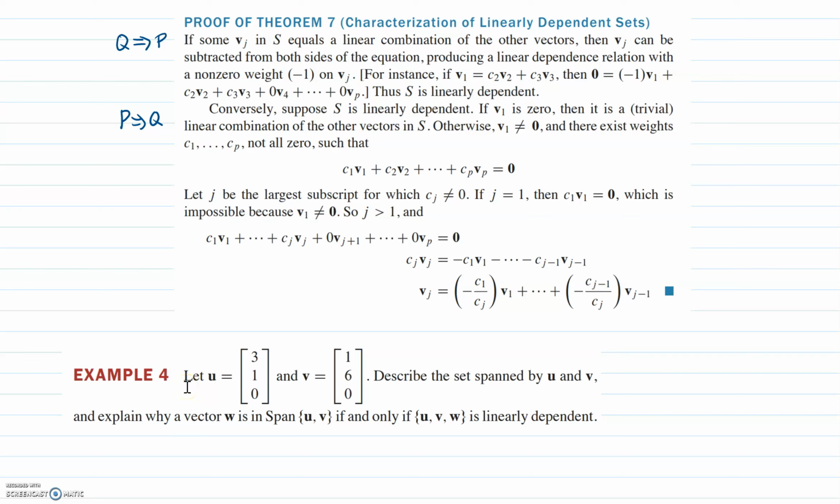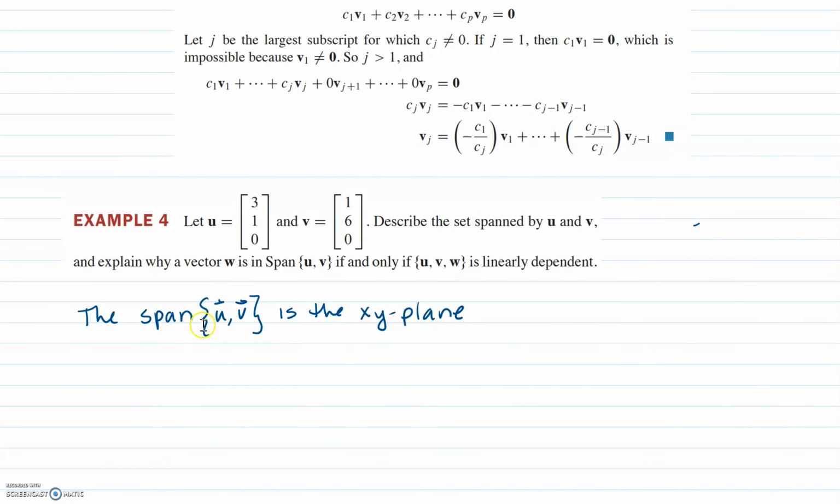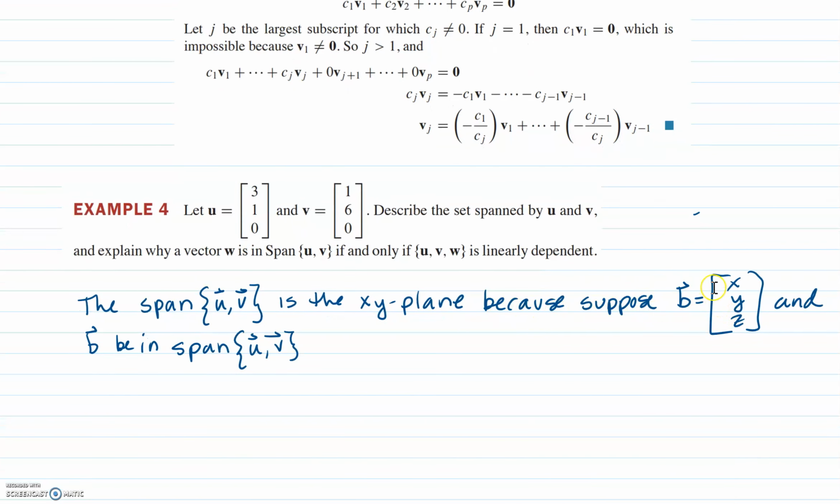So let's look at an example of this. Let u be this vector (3, 1, 0), and v be (1, 6, 0). We're going to first describe the set spanned by u and v. The span of u, v is going to be the xy plane. Why? Because there is a 0 here, and so z is always 0. And you can see this because suppose b is any arbitrary vector, we'll call it (x, y, z), and b being in the span of u, v, we know b is a linear combination of those 2 vectors, u and v.